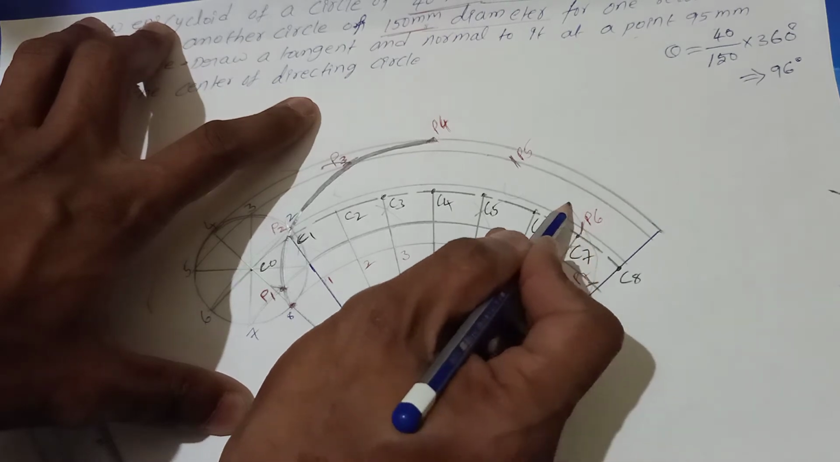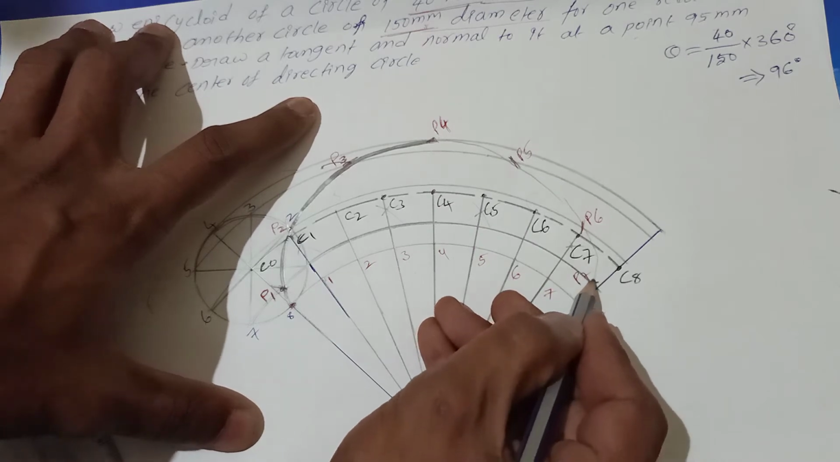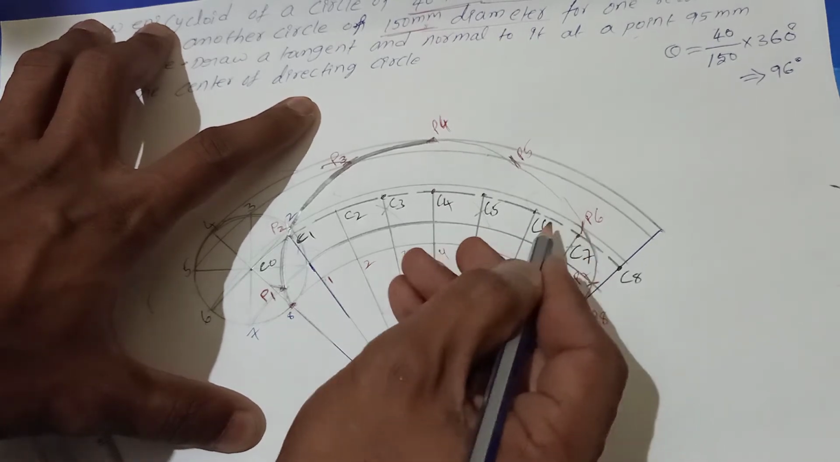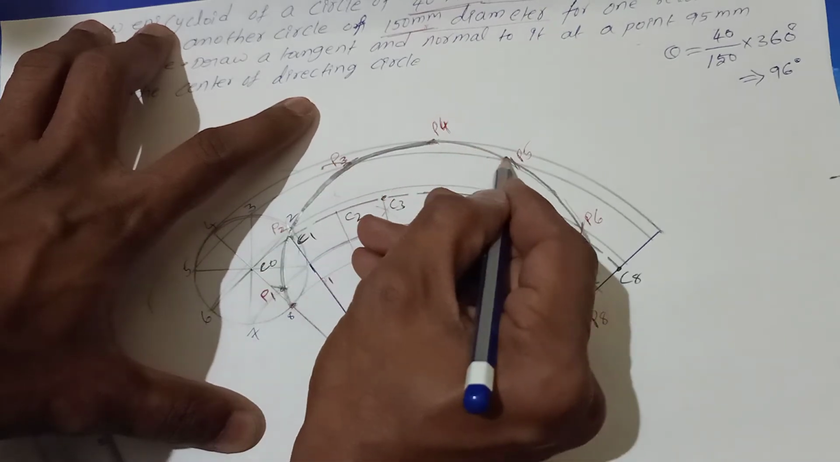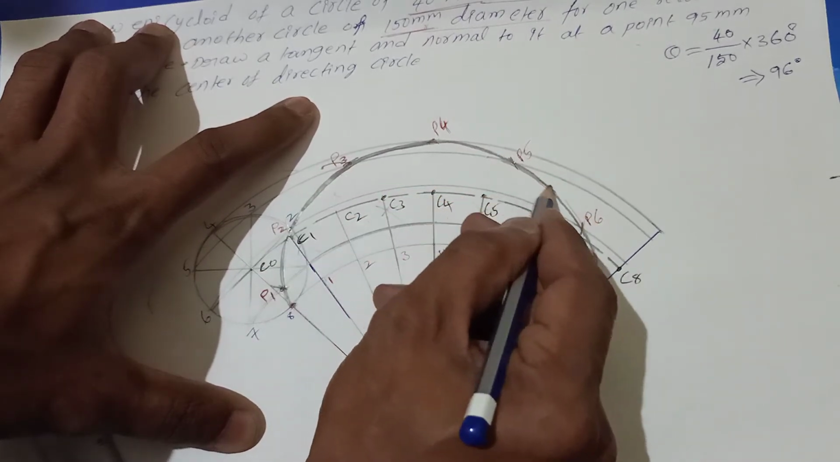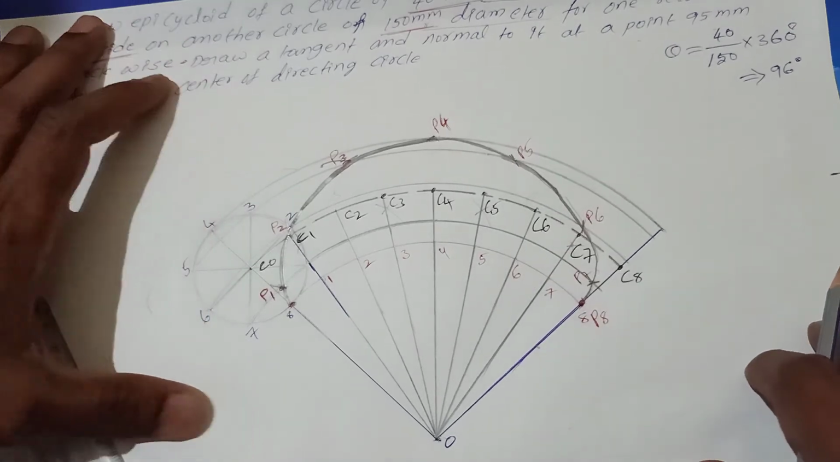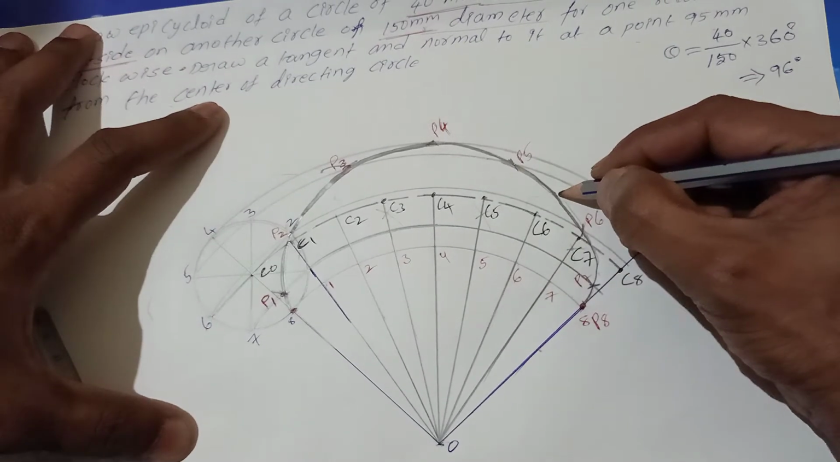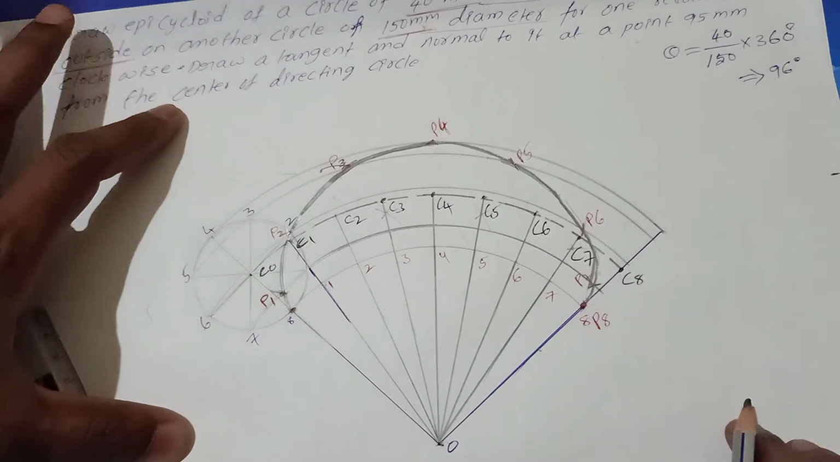First draw a light curve, and again do it as dark, with a smooth curve. This is the way to draw an epicycloid. It must be as smooth as possible to get the full marks.